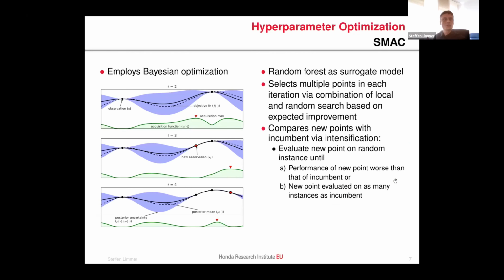And the second tool we used, SMAC, employs Bayesian optimization for the optimization of the parameters. In contrast to the original Bayesian optimization, it does not use a Kriging model as surrogate model. Instead, it uses a random forest because random forest can better deal with discrete inputs. And in each iteration, it does not select only one new point of the search space, but multiple new points, so multiple new parameter configurations.